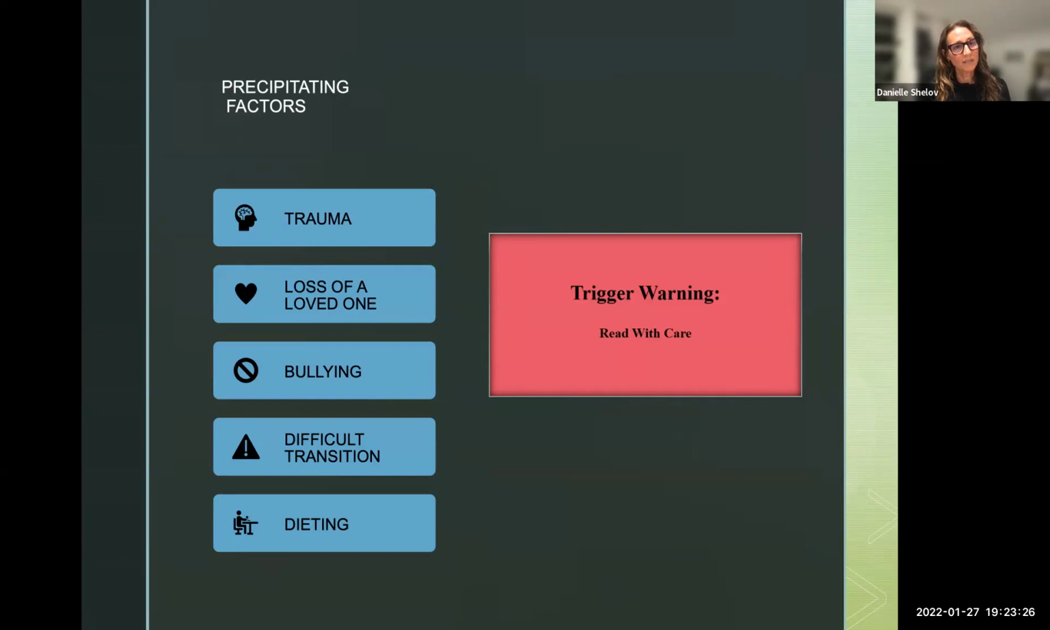The traumas that we see most frequently are the loss of a loved one for a teenager, or younger child, or even someone in their 20s and 30s. For younger kids, bullying can be a trigger. Any type of difficult transition that these kids can face can be a precipitating factor.